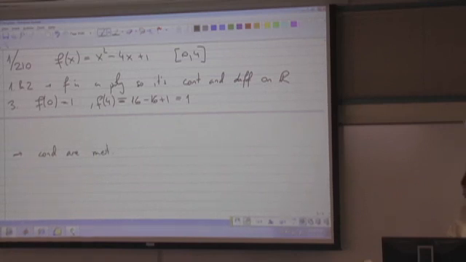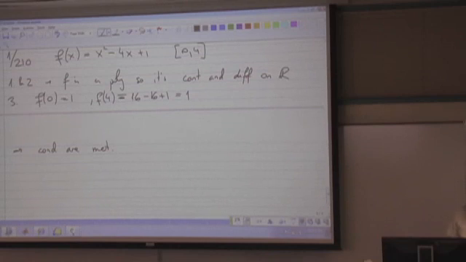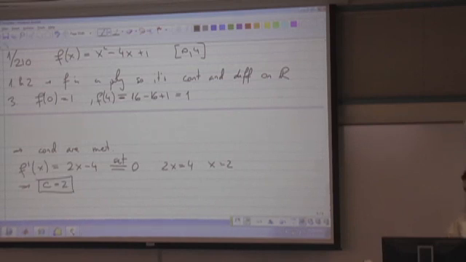So now we need to figure out where the first derivative is 0, right? So for that we look at f prime of x, which is 2x minus 4. Set this equal to 0, so I have 2x is equal to 4, x is equal to 2, which means c is equal to 2. Is this making sense?